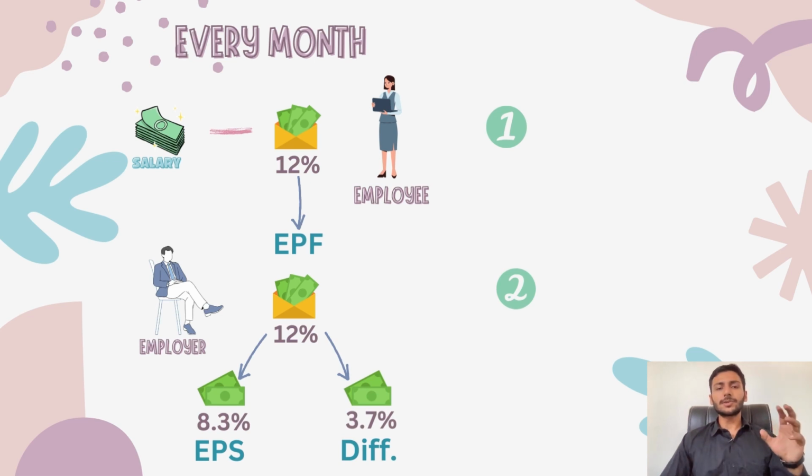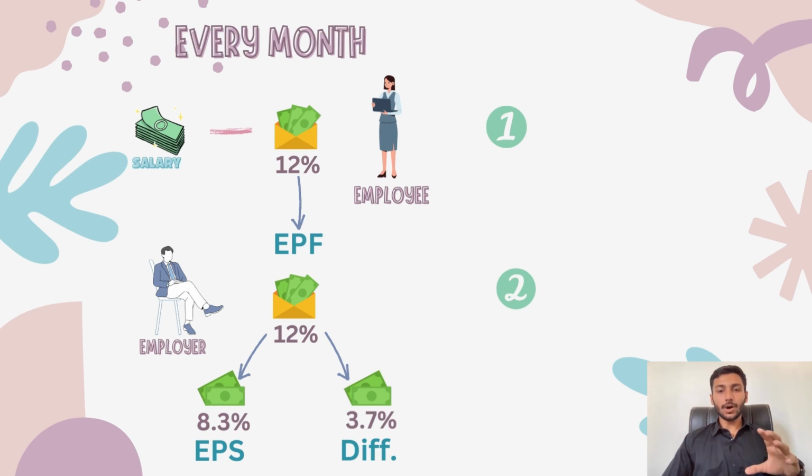That 12% is deposited under two heads. 8.33% is deposited under EPS, Employees' Pension Scheme, and the remaining amount, the amount from 12% subtracting 8.33%, is what we call the difference. For now, just remember it as a difference. Later on, we're going to discuss this difference.